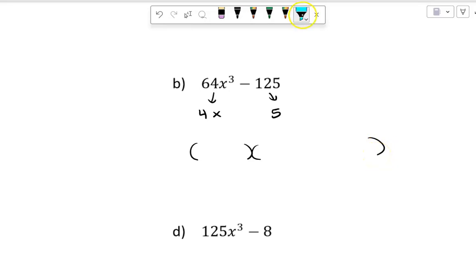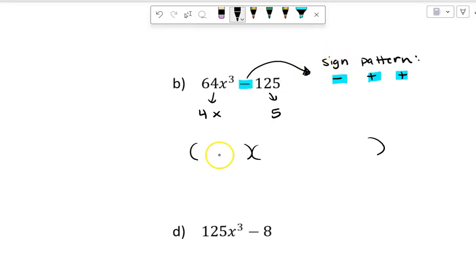And we have a minus sign, which means that I need my sign pattern for a minus sign. My sign pattern for a minus sign is minus, plus, plus. Again, the sooner you memorize that, the better it's going to be. This will be my sign pattern anytime I see a minus in between a perfect cube. All right, so I know my sign pattern is minus, plus, plus, and I'm ready to start placing things.